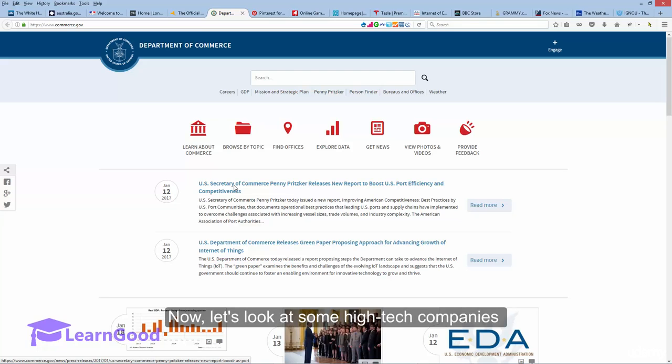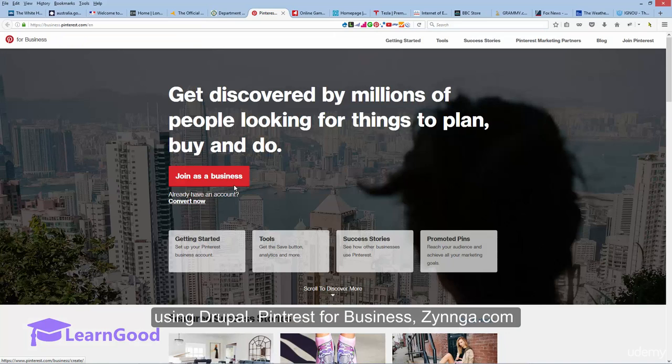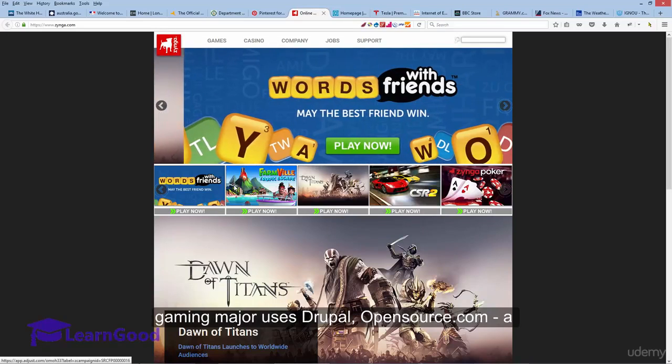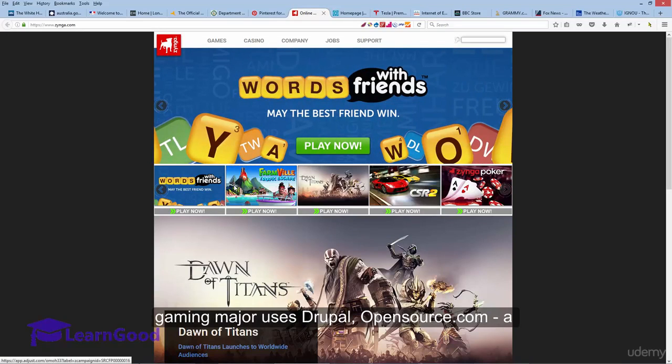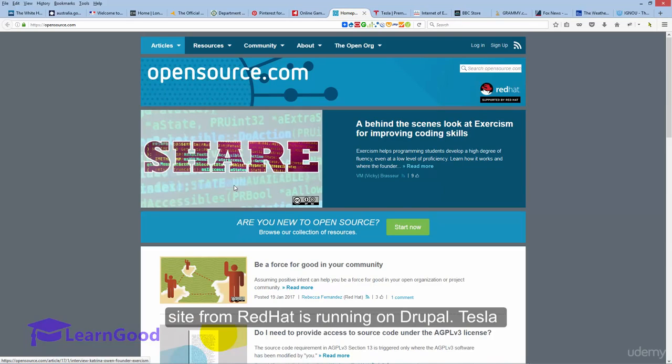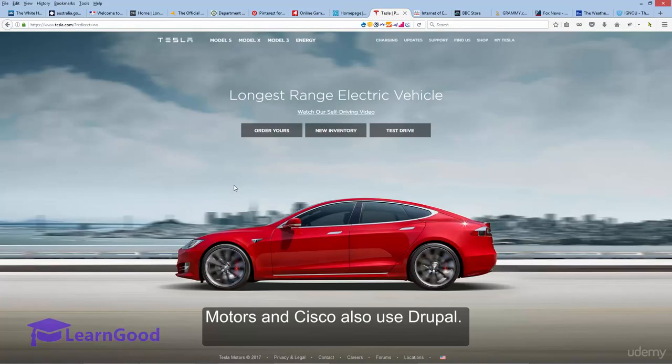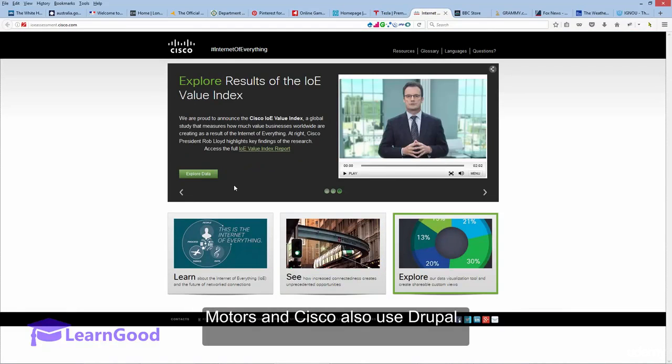Now, let's look at some of the high-tech companies using Drupal. Pinterest for business, Zynga.com, gaming major, uses Drupal. OpenSource.com, a site from Red Hat, is running on Drupal. Tesla Motors and Cisco both use Drupal also.